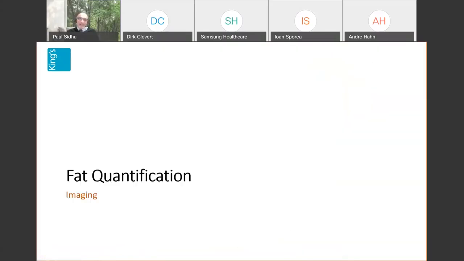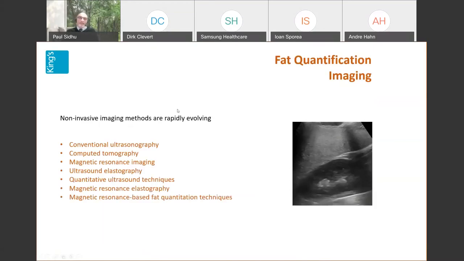Imaging quantification in fatty livers has changed over the non-invasive imaging methods that are rapidly evolving, not just ultrasound, in looking at these fatty liver issues. We have conventional ultrasonography, which I will talk about in a few minutes. We have CT, we have MRI, elastography of the liver plays a role, not so much in the assessment of the fatty liver, but the associated fibrosis and cirrhosis. But there are, more importantly, quantitative ultrasound techniques that are coming along. You've also got magnetic resonance elastography, and also importantly for the fat quantification, you've got magnetic resonance-based fat quantification techniques. So there's a whole basket of imaging techniques that you can draw on to assess the fatty liver. You don't need to just assess this subjectively on ultrasound.